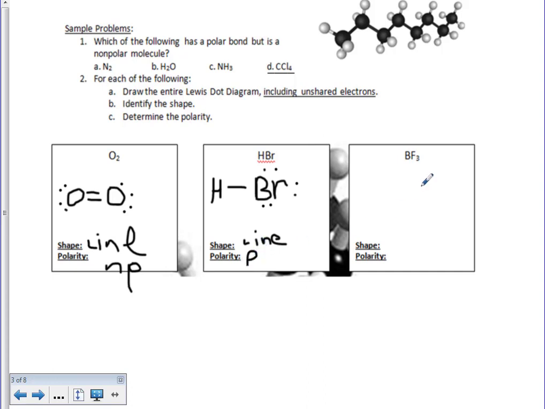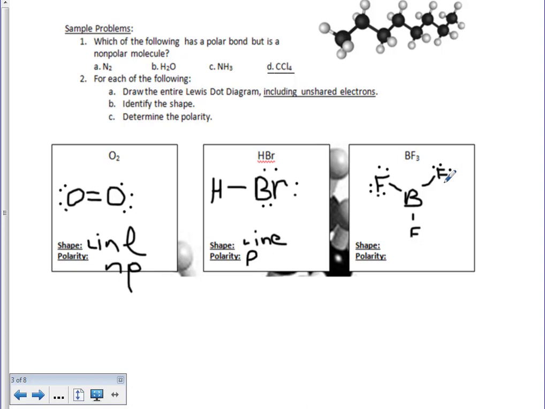Next we have BF3, one of our examples that we used just before this. When we're looking at BF3, we know all our substituents are the same. We have boron with 3 fluorines, and since all substituents are the same, you could probably guess what the polarity is going to be. Each fluorine has 7 valence electrons, so 1, 2, 3, 4, 5, 6, and then the 7th, and then the shared one gives it 8.